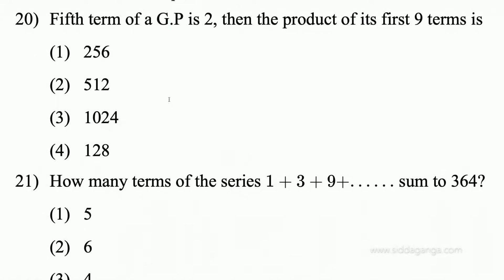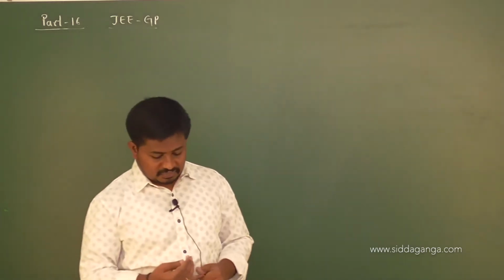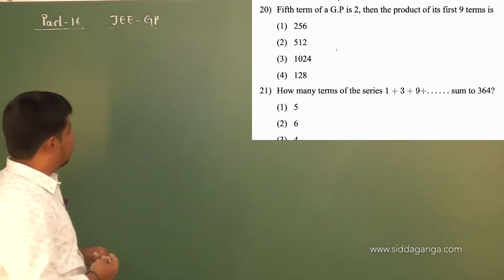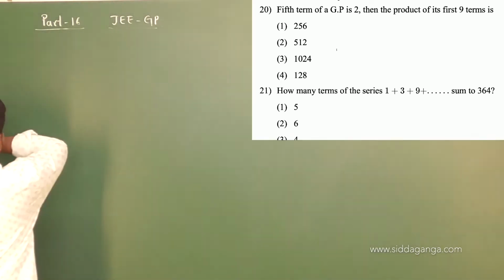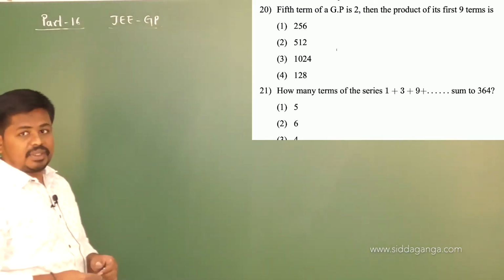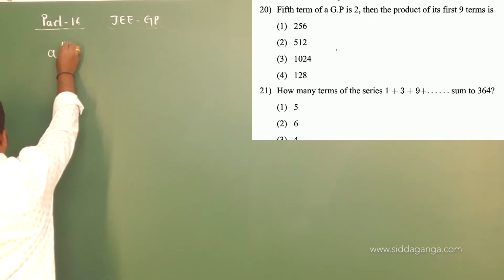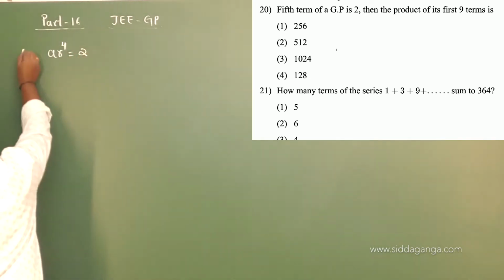20th question is like this: fifth term of a GP is given 2, and the product of its first 9 terms. Okay, product of first 9 terms we have to find. Fifth term of a GP. So let me take A as the first term and R is the common ratio. Then your fifth term becomes what? A R power of 4. A R power of 4 is 2. That's what your fifth term.